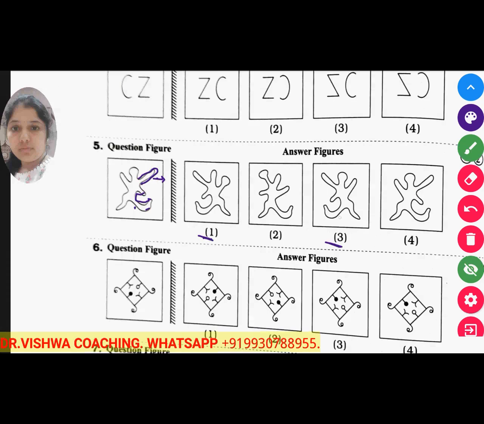Okay, now we'll check further. Now see, in the first figure, this curve-like shape is there in the middle, but in the first figure it is on the left side. So option number 3 is the correct option here.